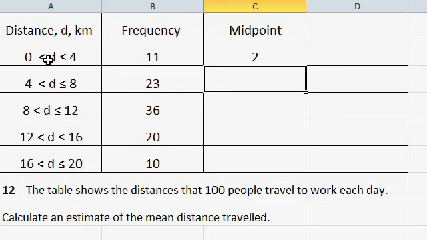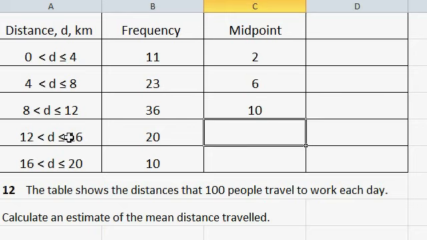So we're taking an average by getting the midpoint, the middle between 0 and 4, which is 2, and that's going to be part of our average. The midpoint of 4 and 8 is 6. The midpoint of 8 and 12 is 10. The midpoint of 12 and 16 is 14. And the midpoint of 16 to 20 is 18.